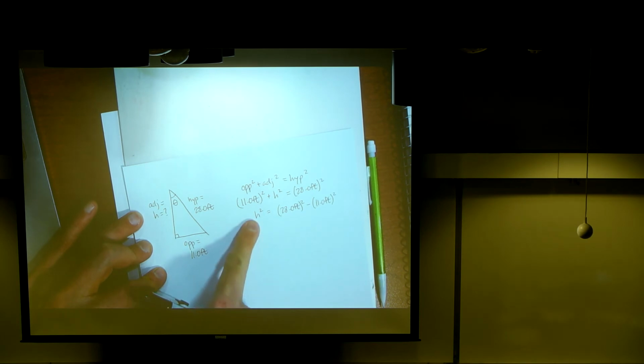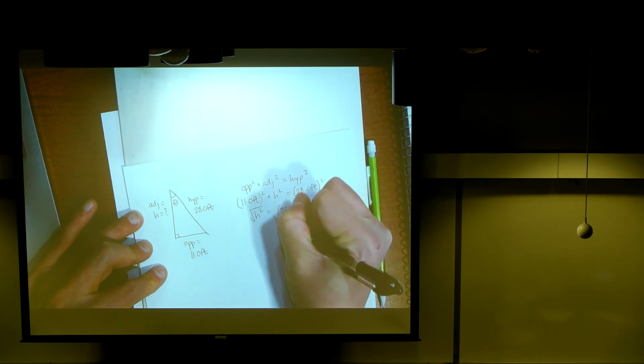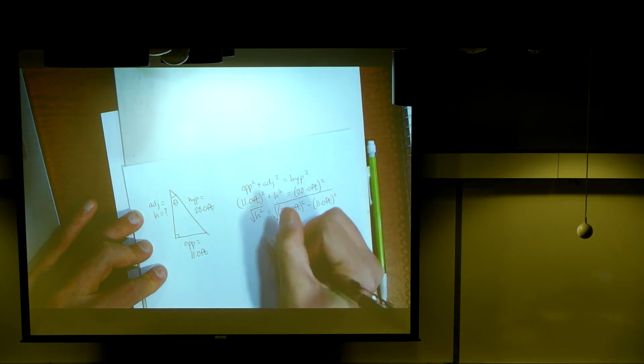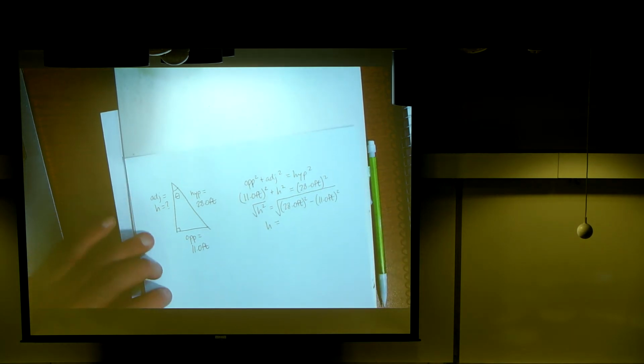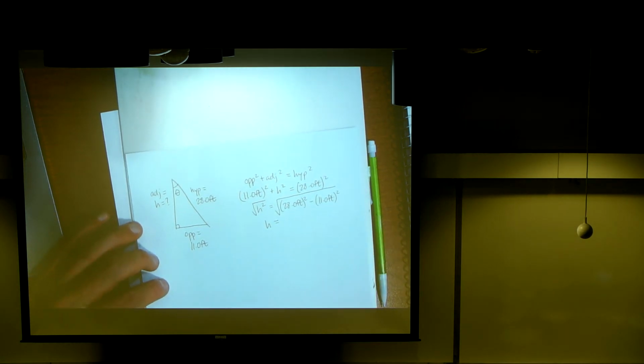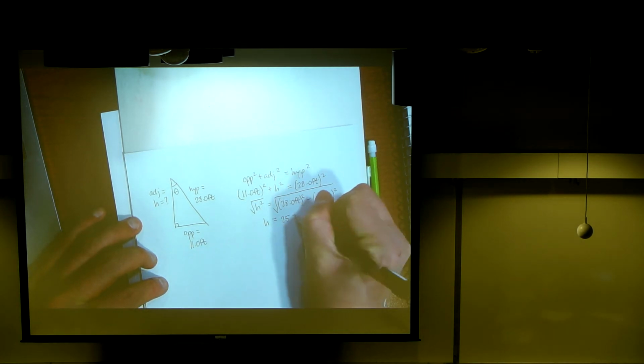Now I have h squared. What do I need to do to solve for h? I better square root both sides. And that gives me h equals that. You can plug that into your calculator. And what do you get? 25.7 feet. That is correct.